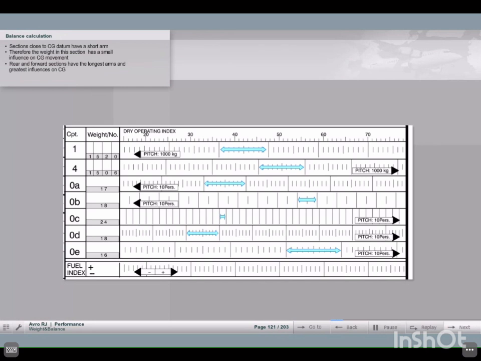Some sections, such as OC, are very close to the CG datum, so the arm is quite short. That is the reason why a certain weight in that section has only little influence on CG movement. In other words, the moment is small. Sections at the rear or front of the aircraft have the greatest moments per weight unit, as the arm is quite long.